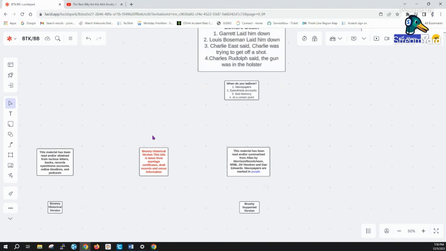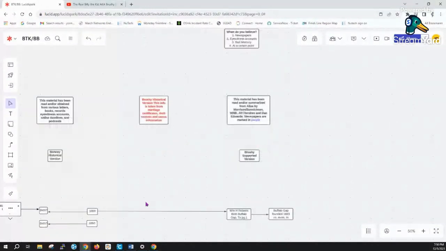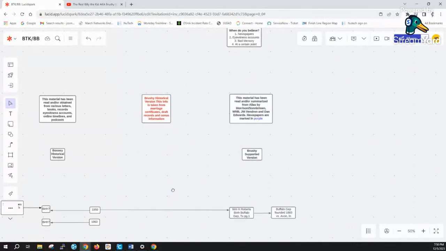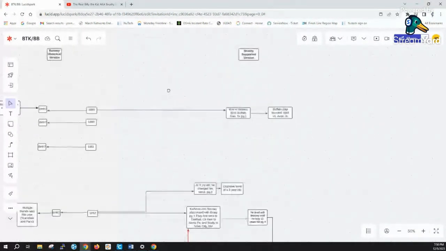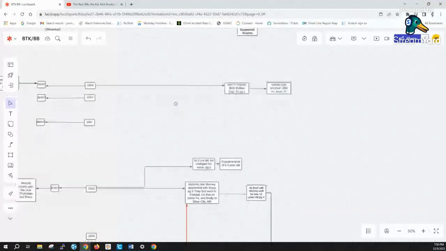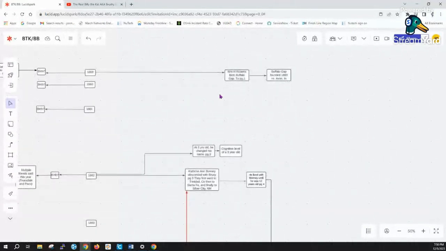This section right here is pretty much the historical version that we've got of Brushy's life, with marriage certificates, draft records, and census information. And then our final area is over here, where this is the accepted or supported version of Brushy Bill's life. And then I just go down through year by year comparing what was going on in their lives to get a timeline. So, 1859, we know the last hour of the last day, Brushy was born in Buffalo Gap, Texas, page 1.